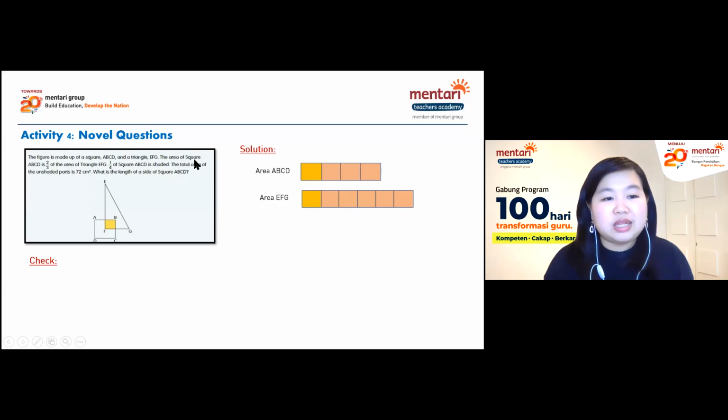Okay. Now, what else do we know? We do know that the total area of the unshaded part is 72 square centimeters. So here, the unshaded parts are just the remaining parts. They're not yellow. So now you see how many parts are there? 1, 2, 3, 4, 5, 6, 7, 8.